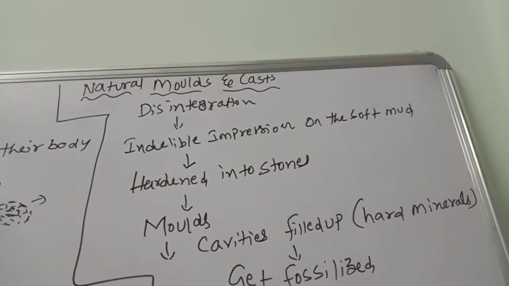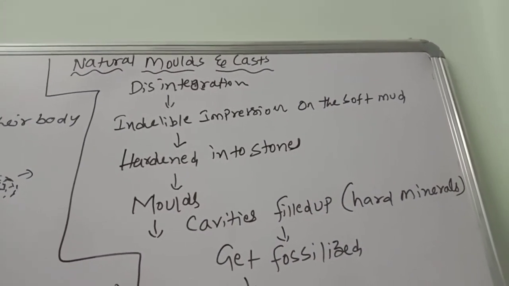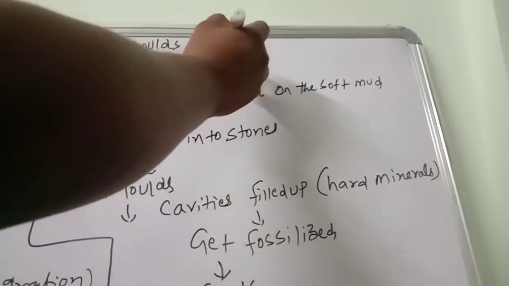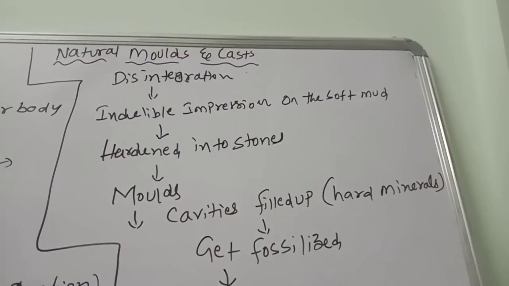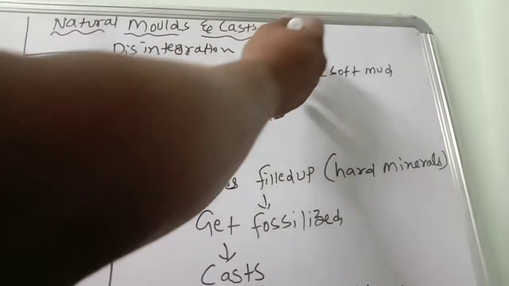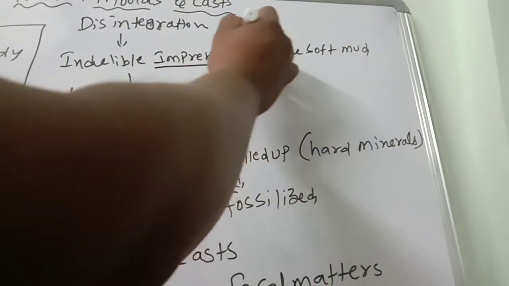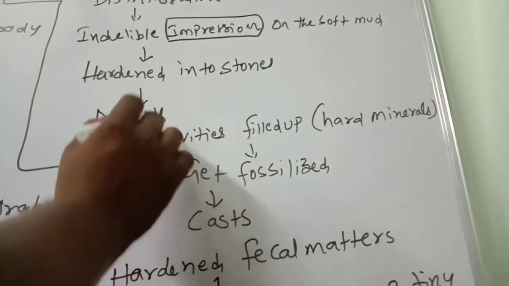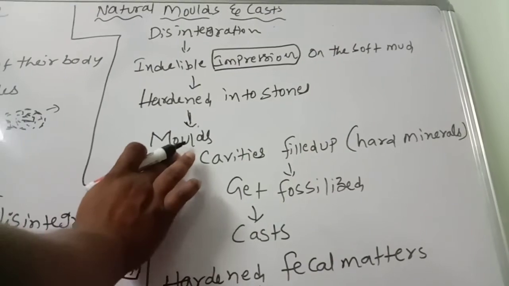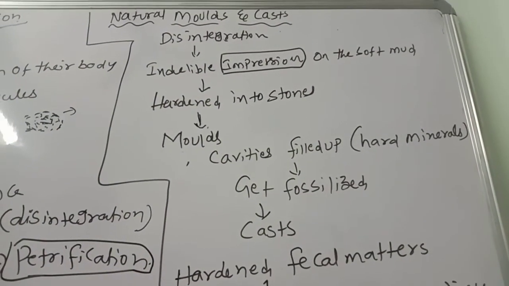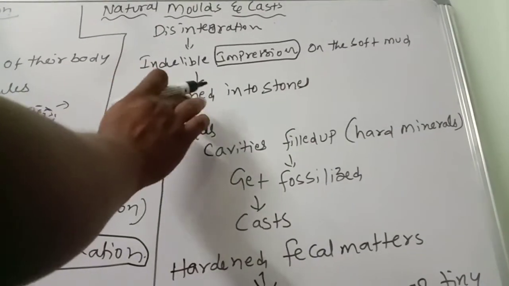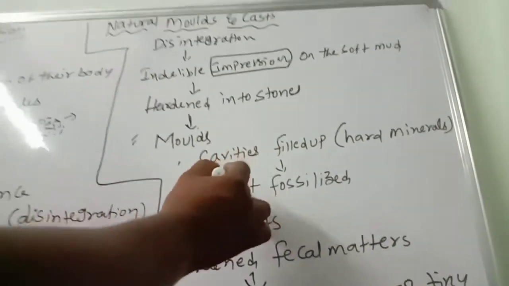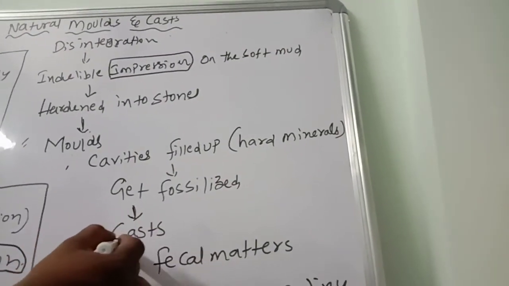Next is natural molds and casts. All dead bodies completely disintegrate, the organic substance. But an indelible impression of the dead body will be there. This is the most important word. If a dead body's impression in the soft mud hardens into stone, that is called a mold. When these mold cavities are filled up with hard minerals and get fossilized, they are called casts.